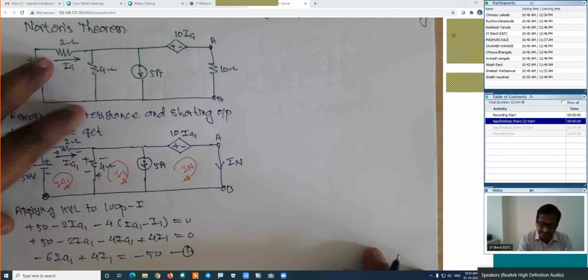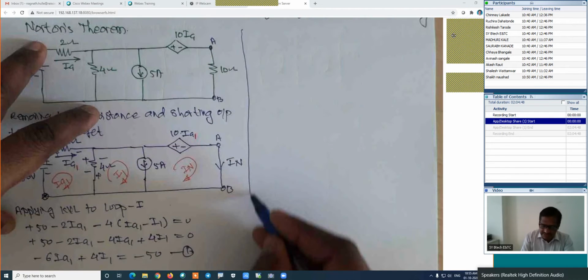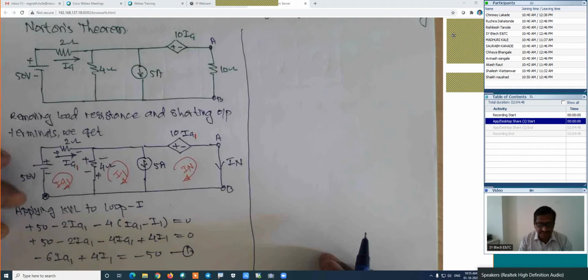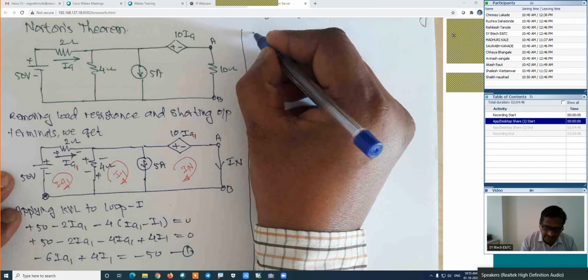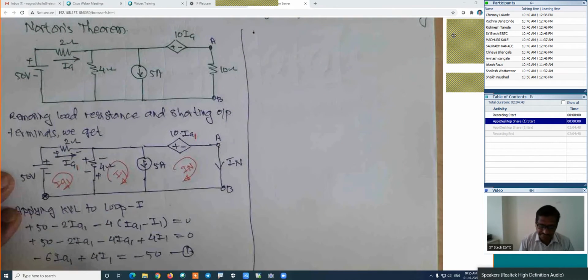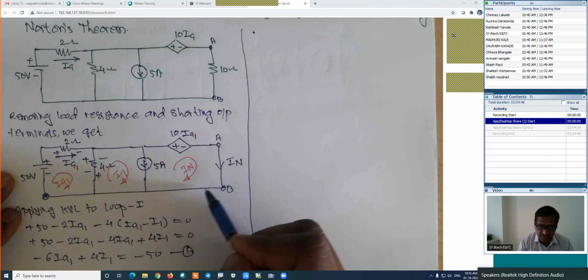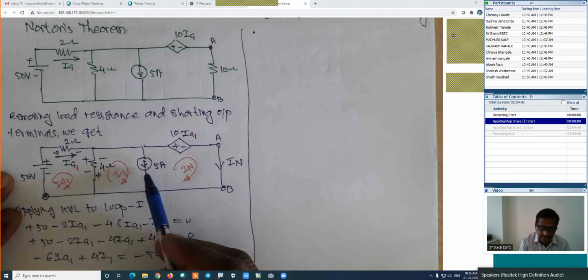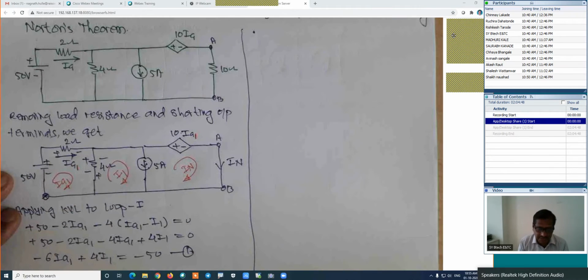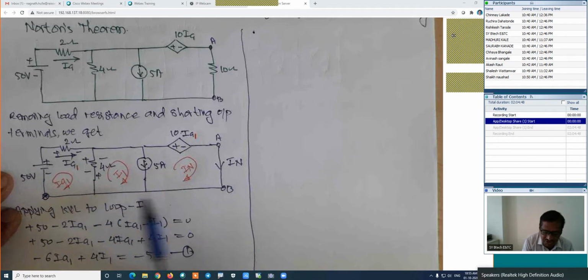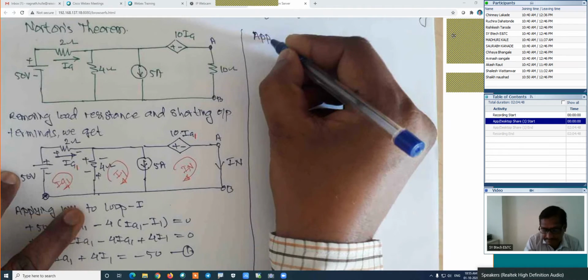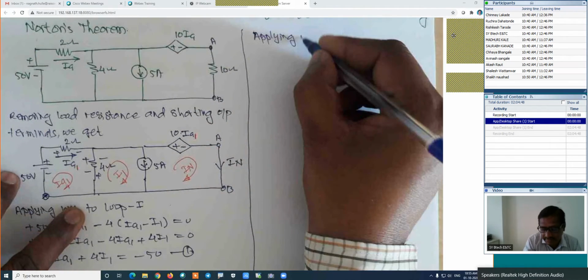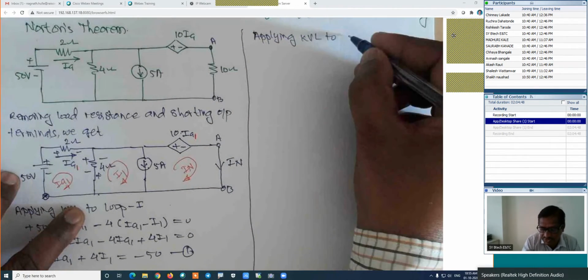If we know the equation number 1, then similarly prepare the second equation, that is for loop 2 and so on. Now next, we are not able to apply the KVL to loop 2, as well as we are not able to apply the KVL to loop 3, because of the current source, and we don't know the voltage across the current source. That's why I will consider this as a super mesh, and we will apply the KVL to the super mesh.